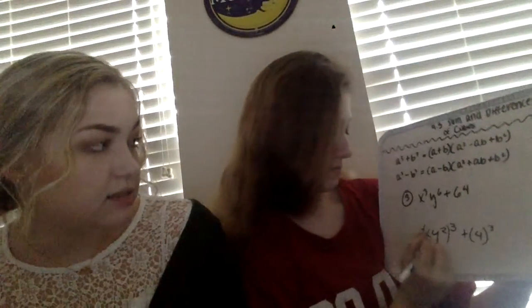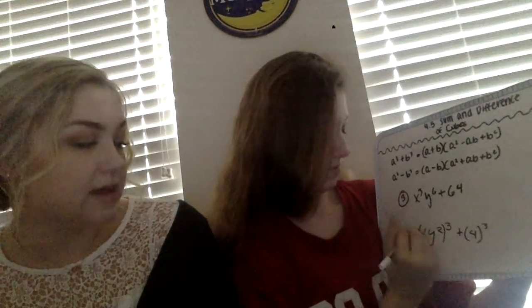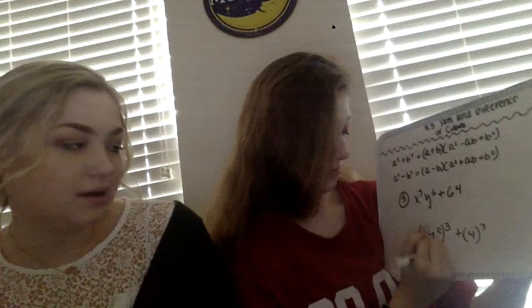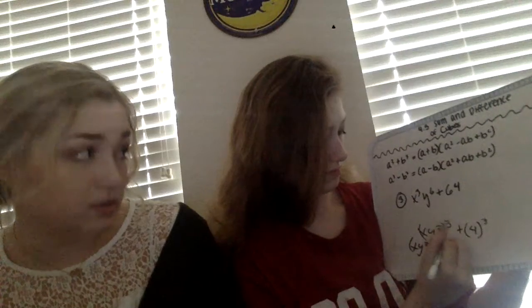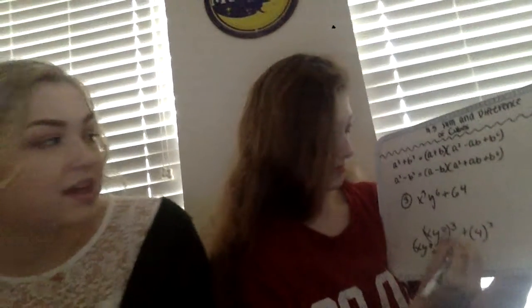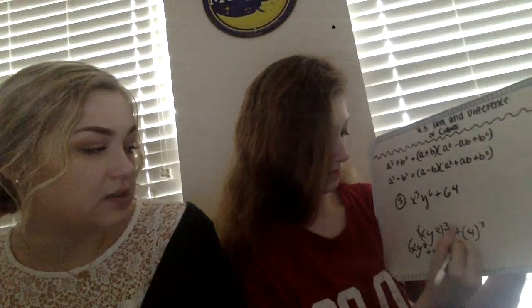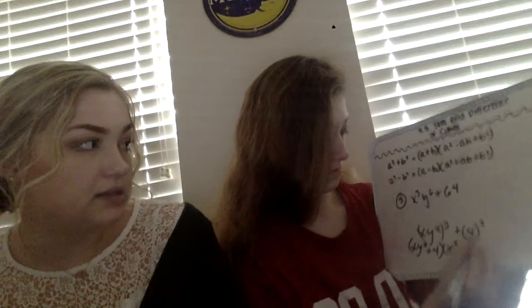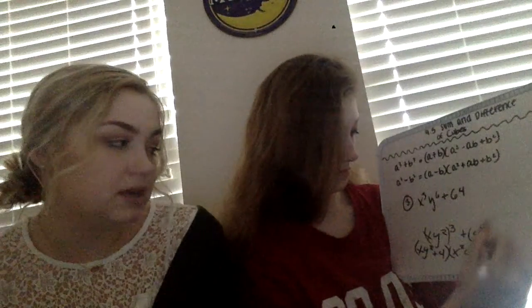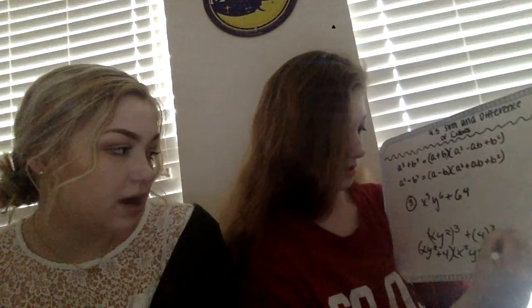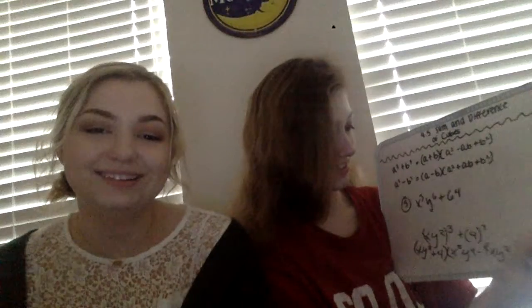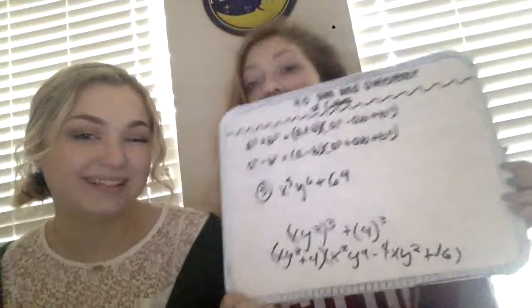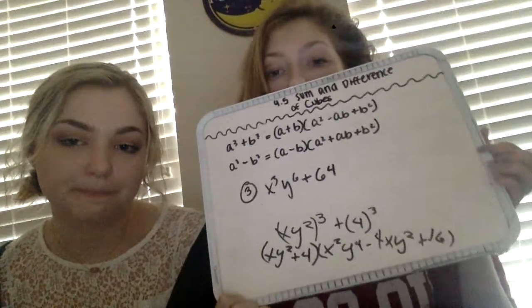So it is going to be (xy squared plus 4), and then a squared, so it's going to be x squared y to the 4th, minus a times b, so it's going to be 4xy squared, and then plus 16. And so that would be your final answer for that. I mean, it's long, but that's it factored.